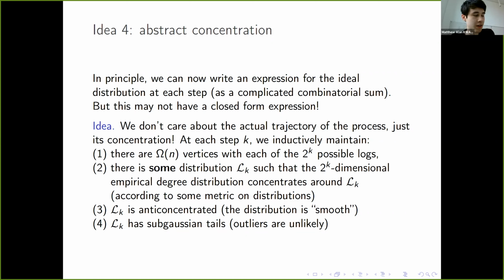On this slide, I've written what exactly you need to maintain. The first condition is just a technical thing. If I want to use these enumeration estimates of McKay and Wormald, I need to assume my partition is far from being degenerate. So all of the 2 to the k parts are at least of linear size. The second thing is the main point. You need to show that there is some ideal distribution L_k such that the empirical distribution concentrates around L_k according to some metric on distributions.